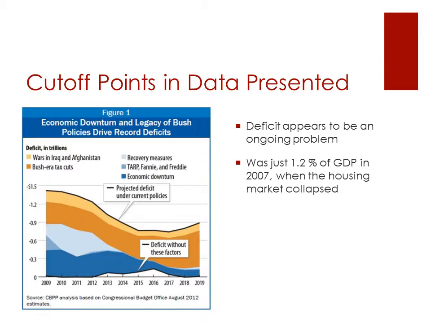Another important thing to think about is cutoff points in data presented. If we're looking at this particular image here, which is coming from the Congressional Budget Office in 2012, it looks as if the deficit has been a large ongoing problem for quite a while. However, we need to pay attention to, A, when this data was cut off, and notice also it's making projections forward. We are not in 2019 yet, and this was done in 2012.